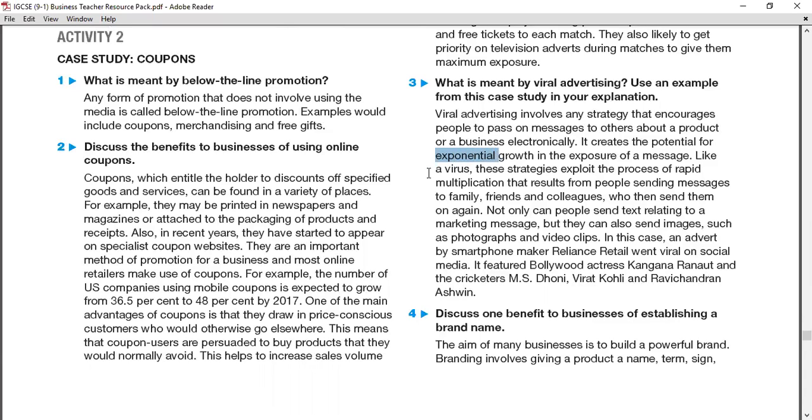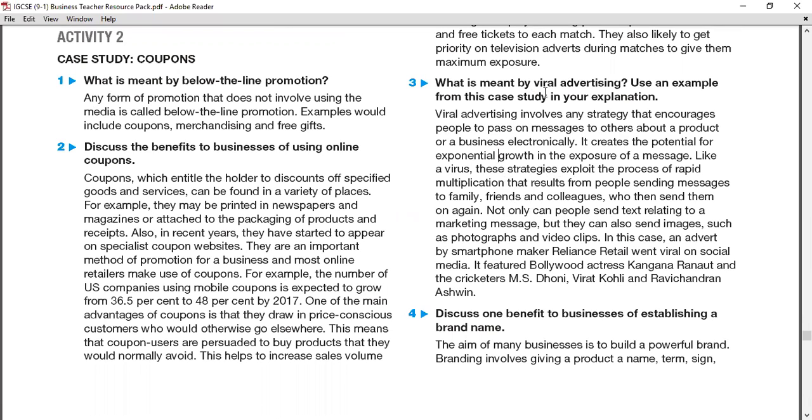Exponential growth, like COVID-19, the Delta version, has exponential growth. One person can spread it to another 10 people, like that. It goes like 1 to 10 or 1 to 5. So one person can create one cluster because of the exponential growth, right? So like a virus, strategies exploit the process of rapid multiplication. That's how viral goes on.